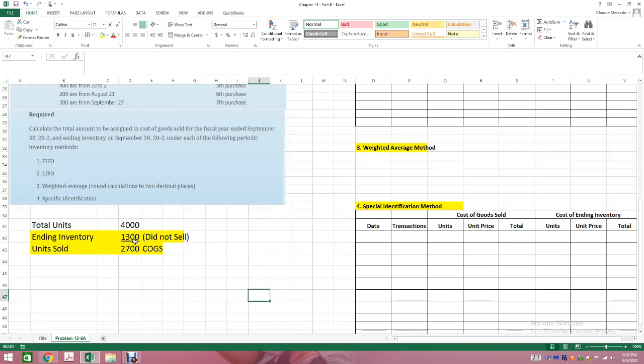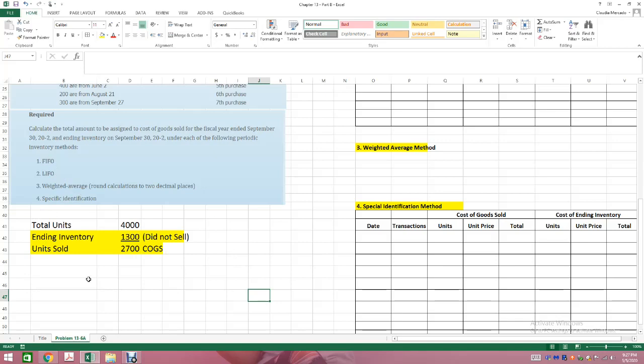So there's two things that we have to figure out here. The value of your ending inventory, those 1,300 units you did not sell, and the value of those units that you did sell. Well, you did sell 2,700 units, so what's the value of those units that you sold? And we have to do that for the four methods: FIFO, LIFO, weighted average, and specific identification.